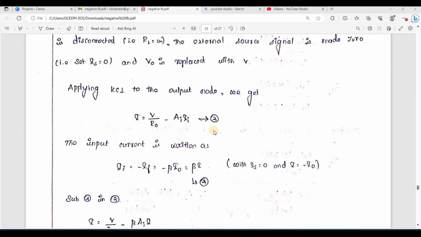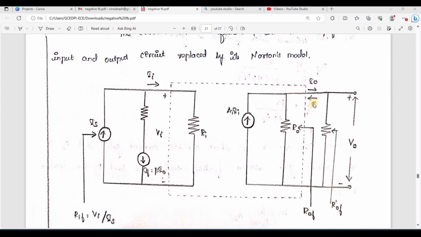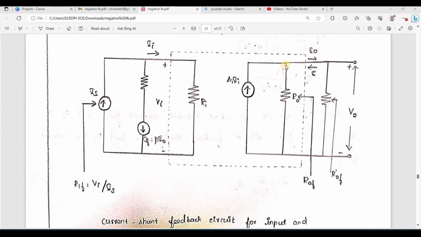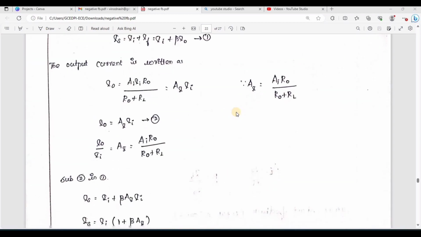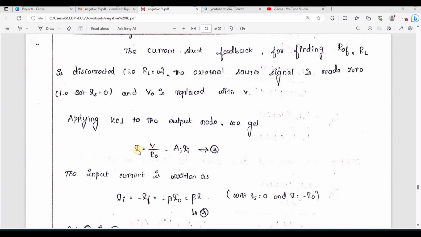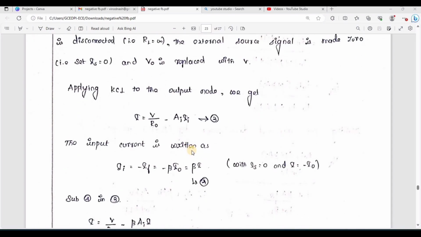So I can write here I. If you see this circuit, this is your I. So I is equal to V divided by R naught minus AI Ia. We know that If is equal to beta I naught, but here I am using I only, so If is equal to beta I.